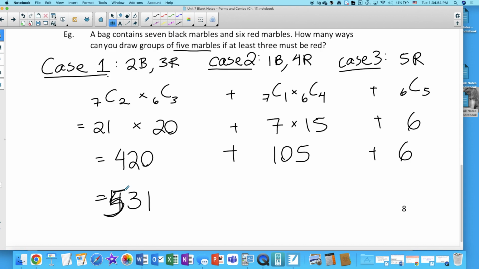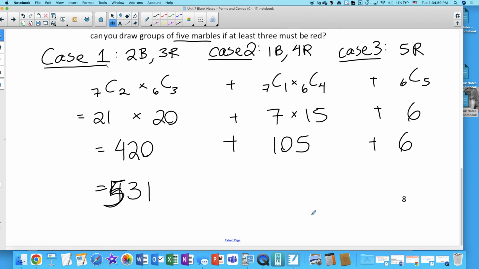Okay, so I think I'll end there for today, and we will pick up with the rest of combinations tomorrow.